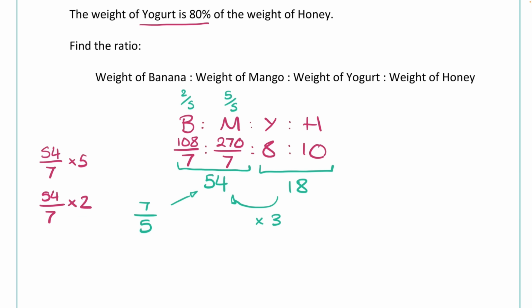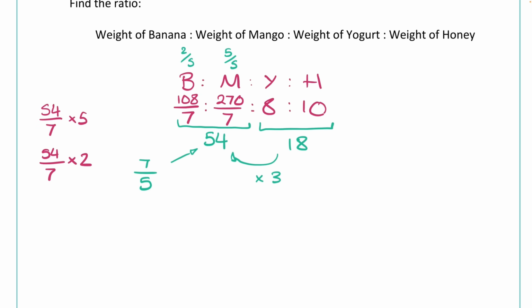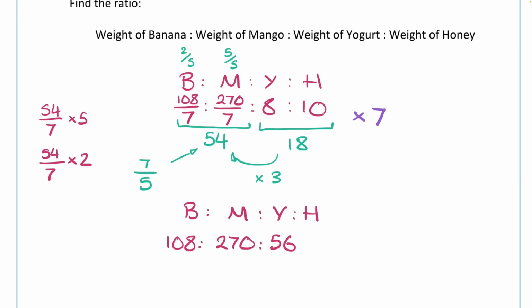We have 2 not particularly nice numbers in there, but we can clear the fraction by timesing all of these by 7. That will get rid of that denominator, and turn them into nice whole numbers. So let's times them all by 7 and see what we get. Banana, mango, yoghurt and honey. We get 108 for banana, 270 for mango, 8 times 7 for the yoghurt comes out as 56, and 10 times 7 is 70 for the honey.